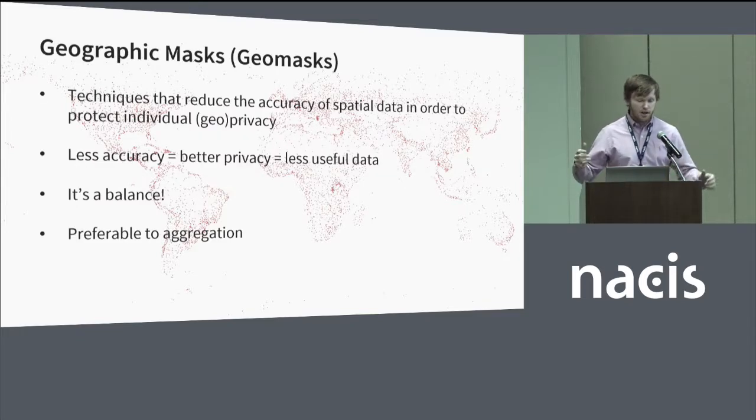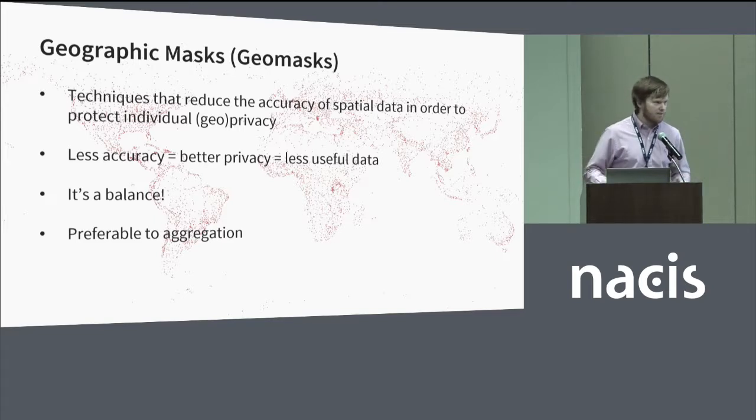Fortunately, we have a lot of techniques that help with this. We call them geographic masks or geomasks. Essentially, all they do is perturb the data a little bit. They reduce the accuracy of the data in order to protect individual privacy, but without impeding our ability to analyze it or learn things from it. So it's a trade-off. The more accuracy we take away from the data, the better privacy we get, but the less useful that data is. So more information loss. It's a very delicate balance, but it's really preferable to aggregation.